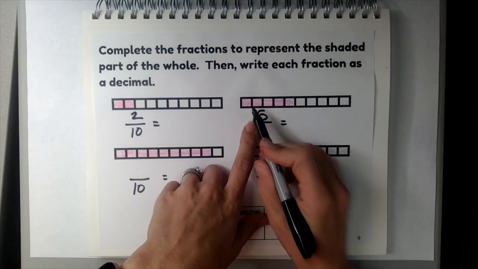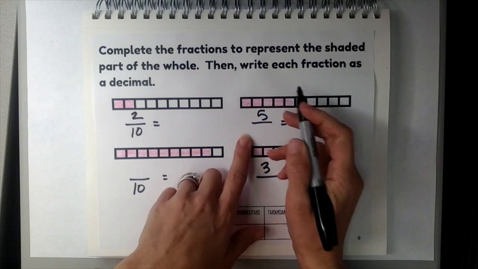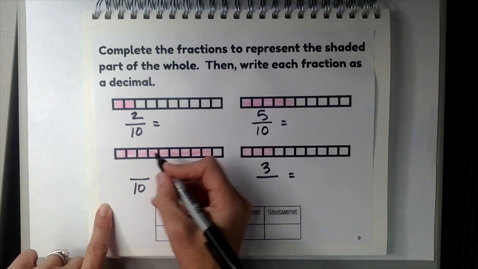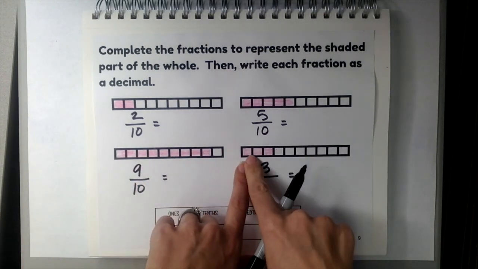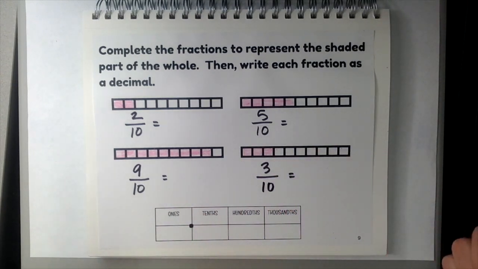This one has it done for us. Let's count the total parts. 1, 2, 3, 4, 5, 6, 7, 8, 9, 10. All right, let's look at this one. 10, 1 is not shaded, so it must be 9. And this one, 3 are shaded out of 10 total parts. We knew fractions just like that.